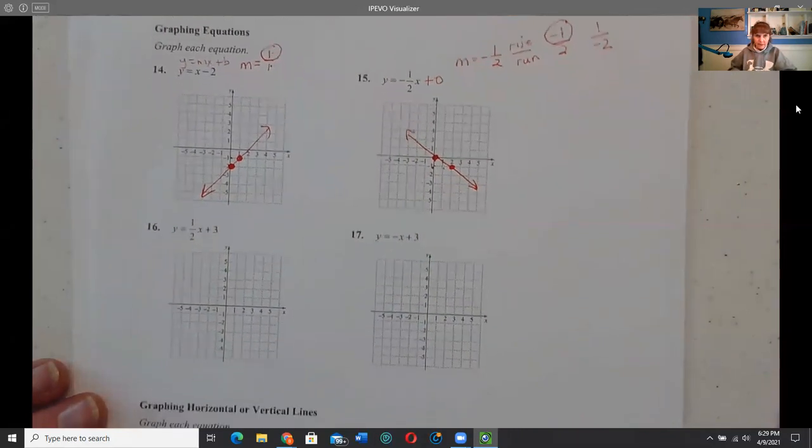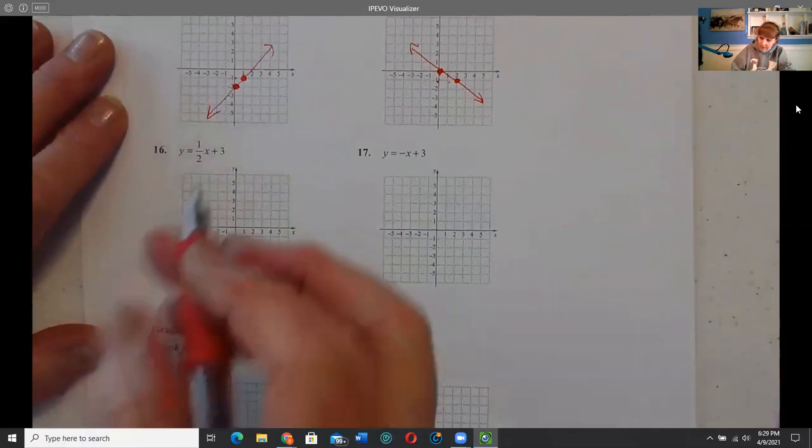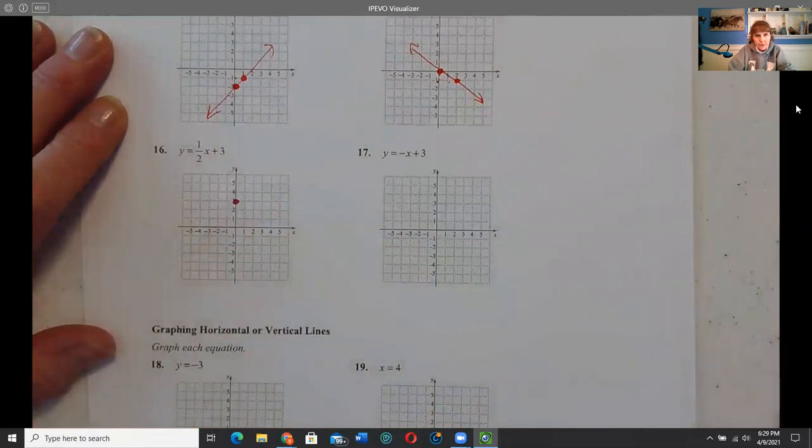Okay, let's look at 16. So we have y equals mx plus b. So we do know that the y-intercept is 3. So I'm going to go to the y-intercept. I'm going to go to 3. And there's 1 point on your graph.